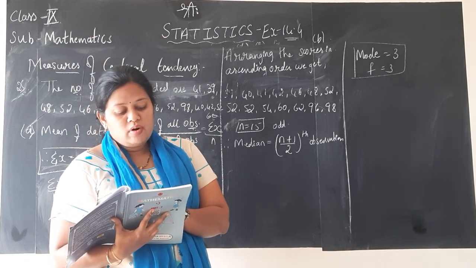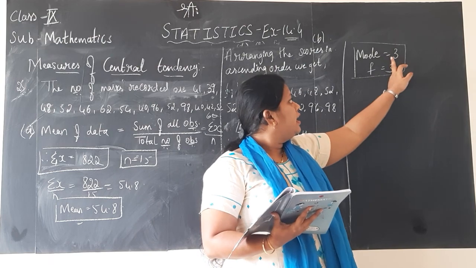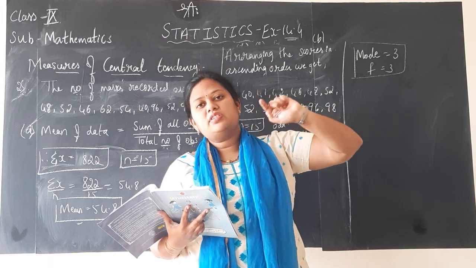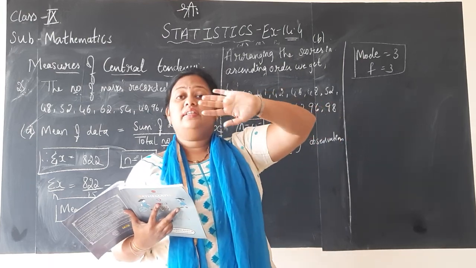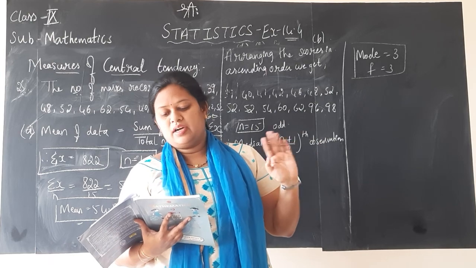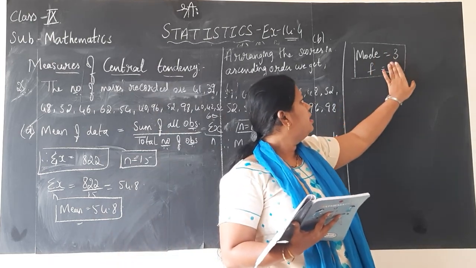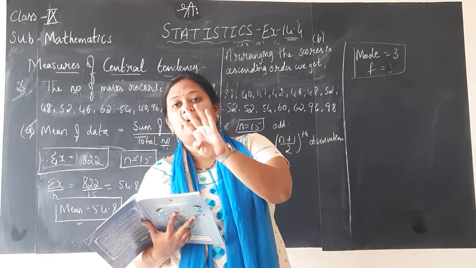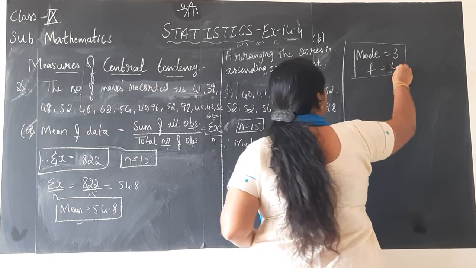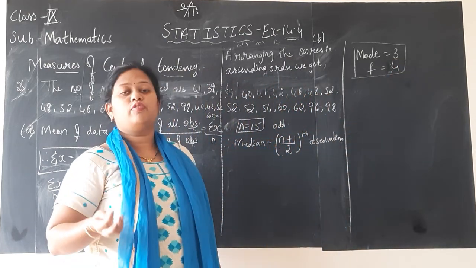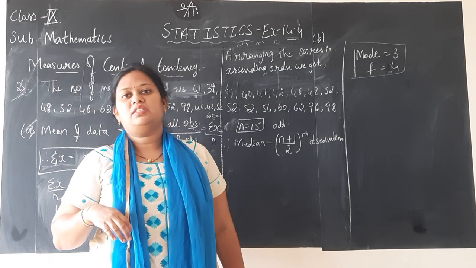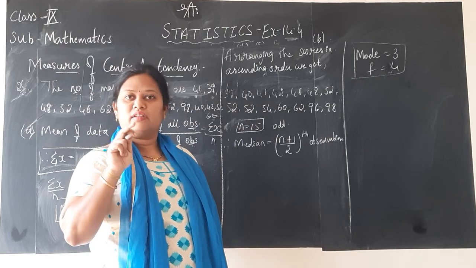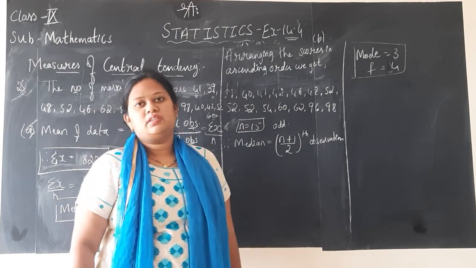While writing the mode, I wrote it as 3. Of course, mode is 3, because 3 is repeated many times compared to other numbers. But when it comes to frequency, how many times the number 3 is repeated, it is repeated 4 times, children, but I wrote 3. So mode is 3 whereas its frequency is 4. Frequency is how many times it is repeated. The number that is repeated is the mode. 3 is repeated, and how many times it is repeated is the frequency, that is 4 times it has repeated.